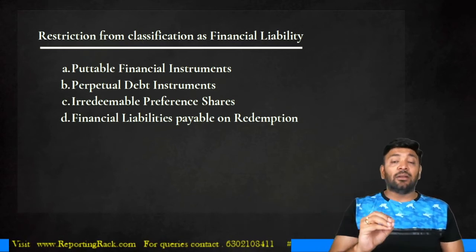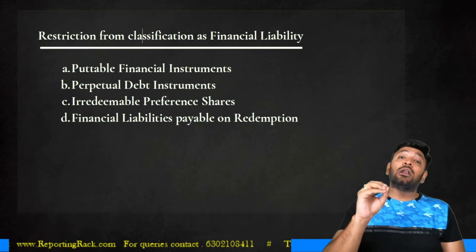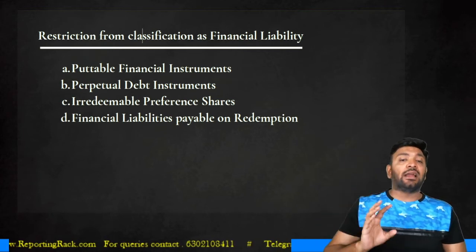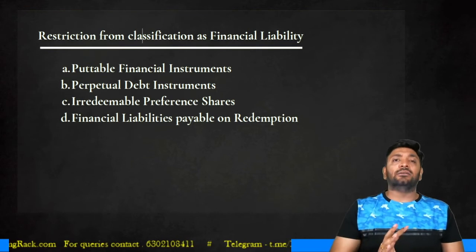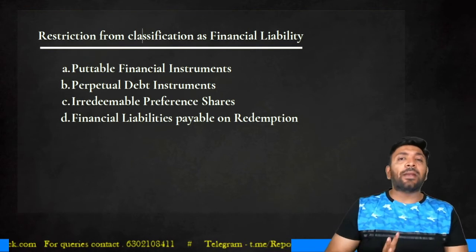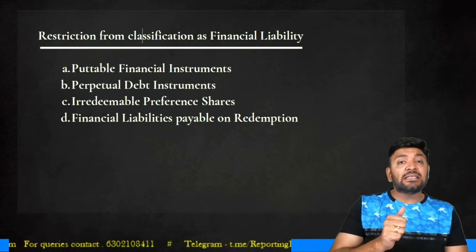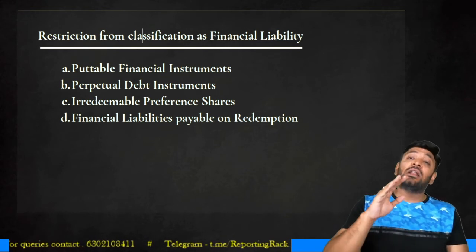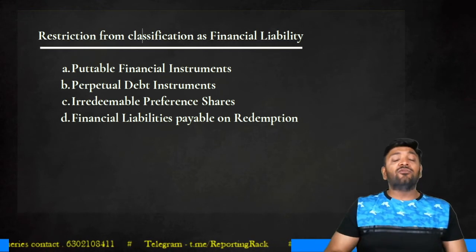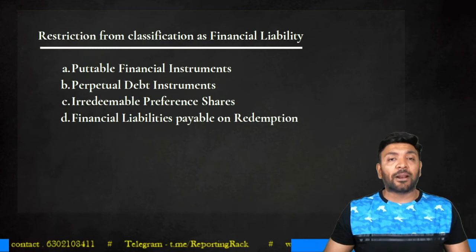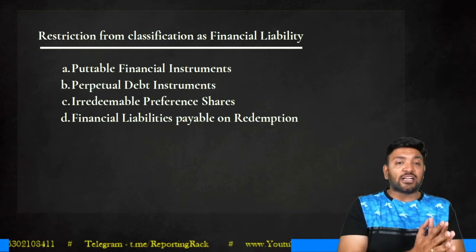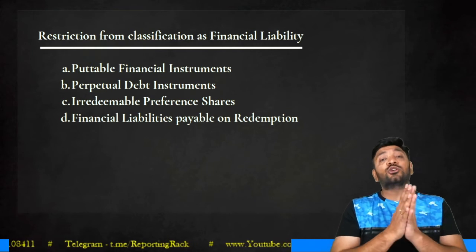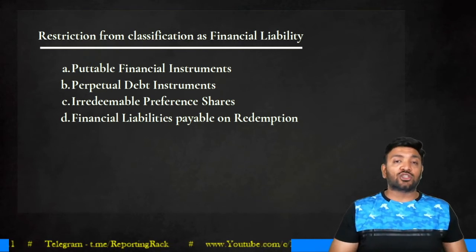Such financial liabilities are payable only at the time of liquidation of the enterprise. It is a financial liability, sir. It is purely debt. Debt means compulsory payment. But when is the payment arising? A payment is arising at an uncertain future date, which is at the time of liquidation of the enterprise. In such cases, they should not be classified as financial liability, but instead they should be classified as equity instrument.